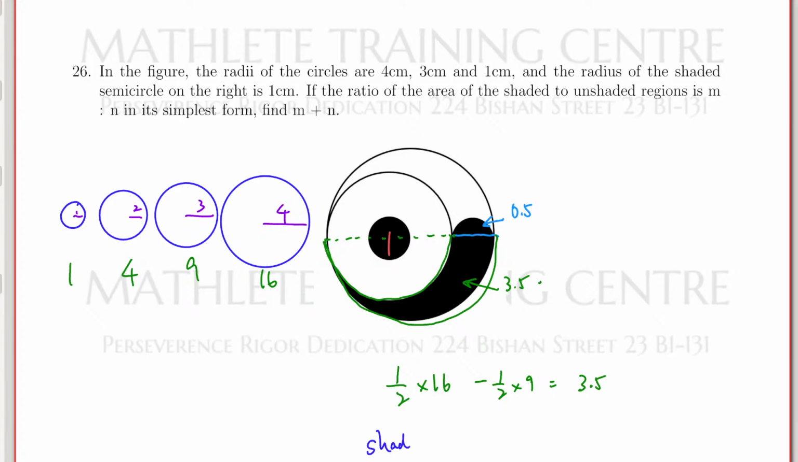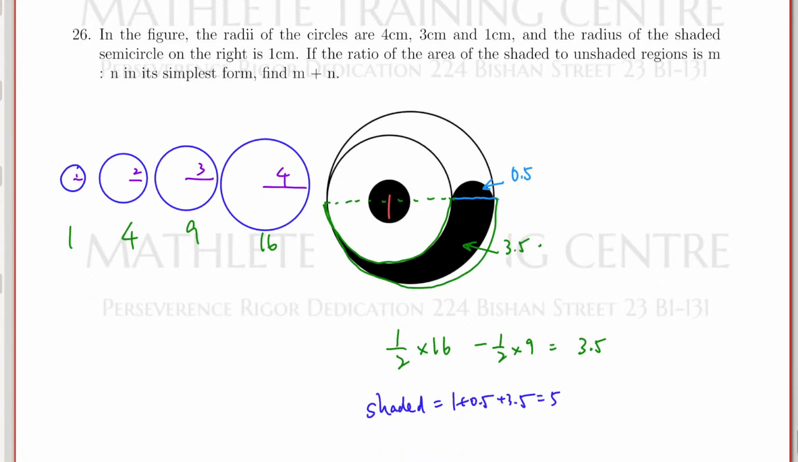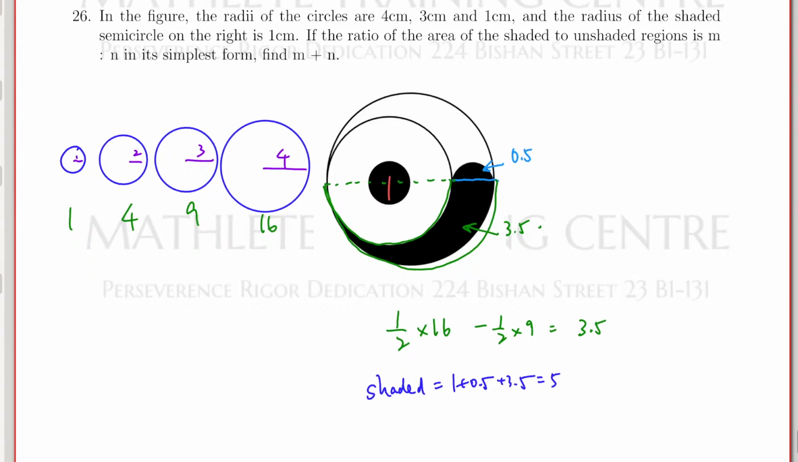Therefore, the shaded is going to be 1 plus 0.5 plus 2.5, which is 5. And we're assuming that the entire shape is going to be 16 units. So ratio of shaded to unshaded is going to be 5 to 11. Right? This is the value of shaded to unshaded. And therefore, when we add up the answers, 5 plus 11, we can get 16 as the final answer for this question here.